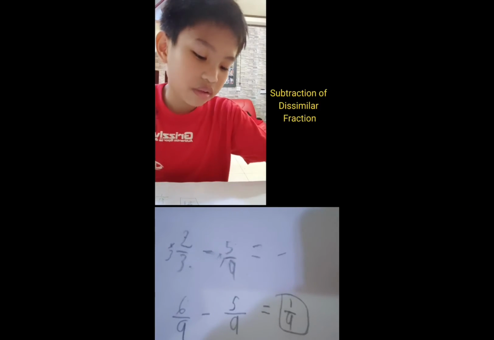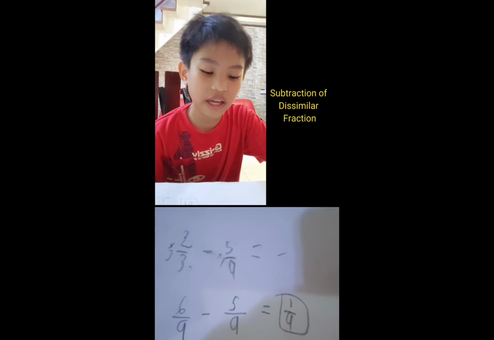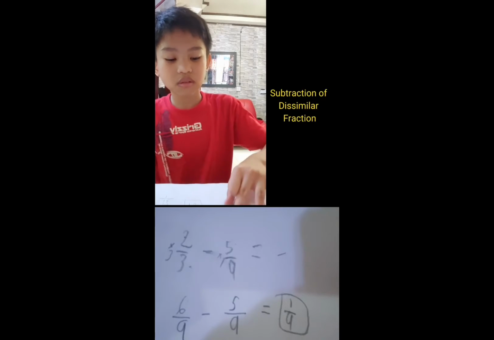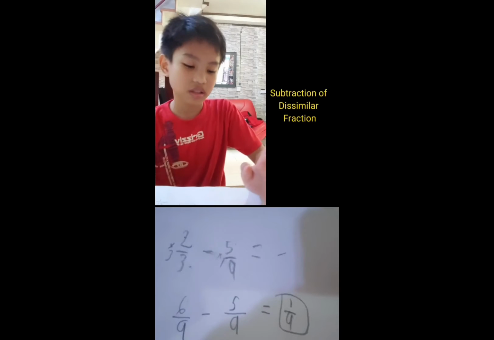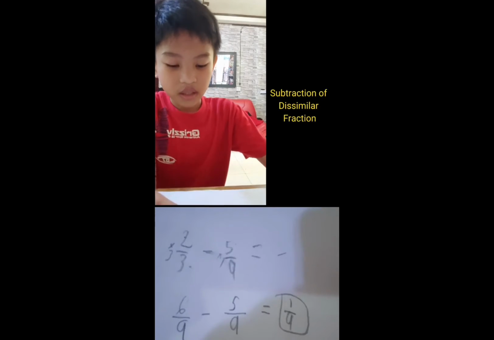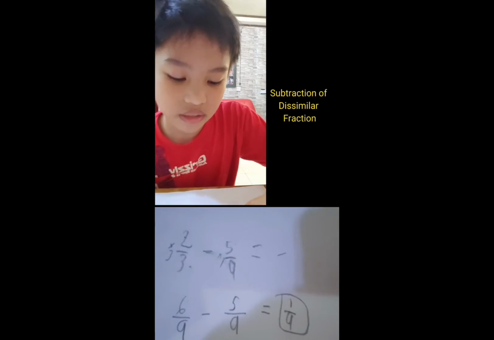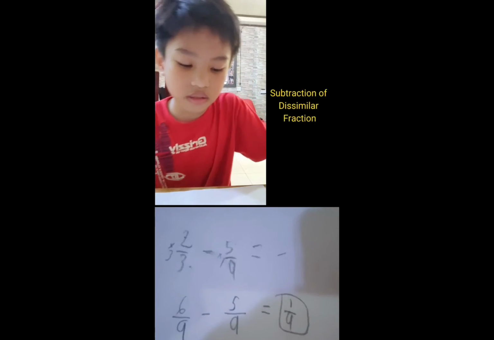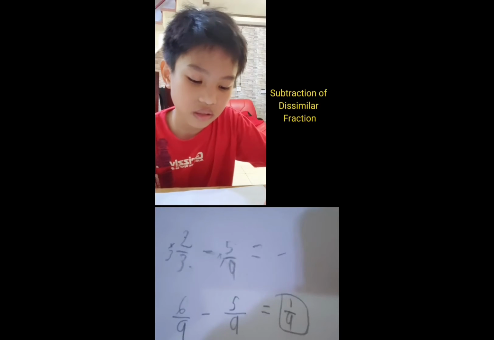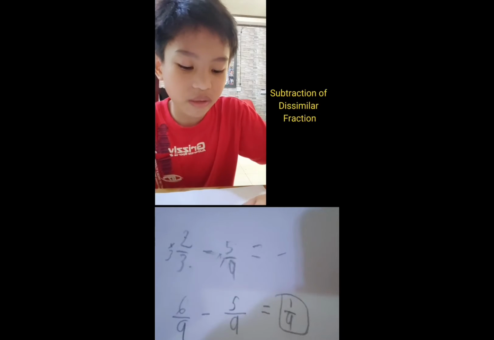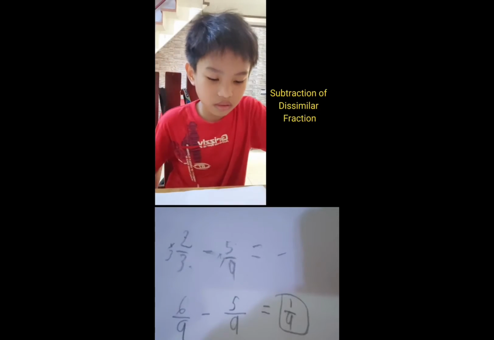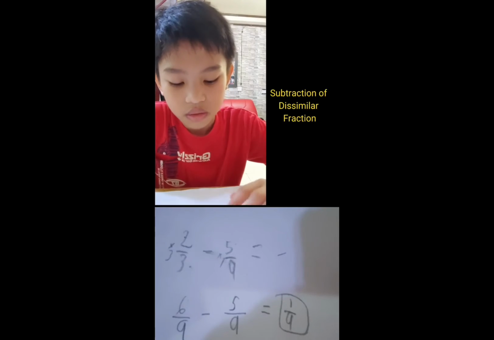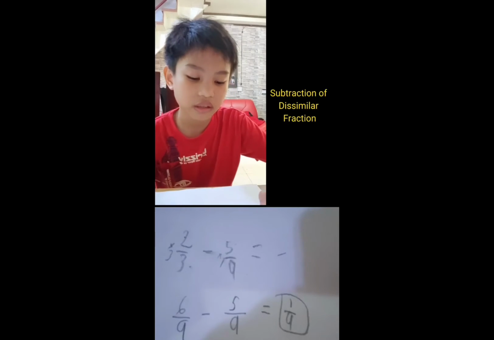Two-thirds minus 5/9. We must find the LCM. So I did this: 3, 6, 9. I put the 9 here, the LCM of both numbers. Then I did this: 9 divided by 3 is 3, 3 times 2 is 6. Then 9 divided by 9 is 1, 1 times 5 is 5. Then I did this: 6 minus 5 equals 1. Copy the denominator 9.